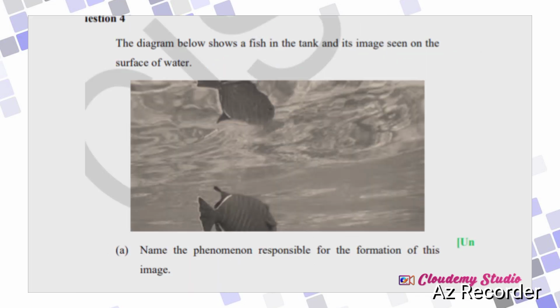So moving on to the next question. The diagram shows a fish in a tank and its image seen on the surface of the water. Name the phenomenon responsible for this image. It is actually the phenomenon called total internal reflection.